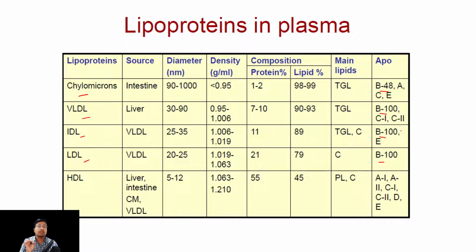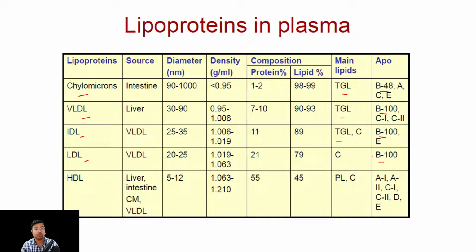HDL does not contain apolipoprotein B. Any form of B, whether it is B48 or B100, is not present in HDL. So what is present in HDL? In HDL, ApoA, ApoC and ApoE are present, right? And I already told you in the previous slide, the first 3 are the triglyceride rich lipoproteins. So the main lipids in them are TG. And for the last 3, the main lipids are cholesterol. IDL, since it is intermediate, contains both triacylglycerol and cholesterol, right?